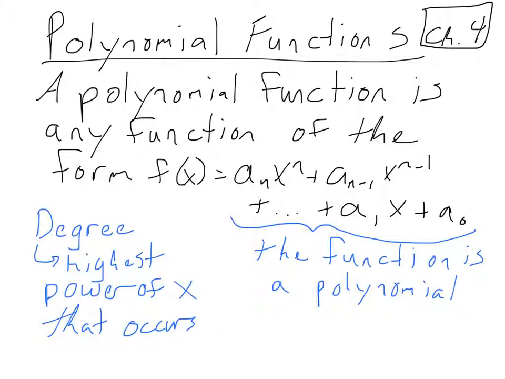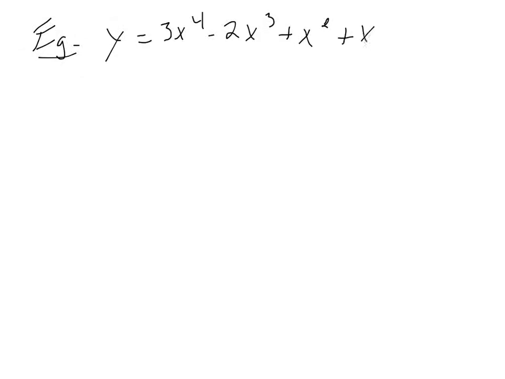But like I said, this is a very formal definition, and really all it is telling you is that the function itself is just a polynomial. All right, so how do we identify a polynomial function? Well, a really basic example of a polynomial function would just be like y equals 3x to the fourth minus 2x cubed plus x squared plus x minus 1, right? There's a polynomial function.